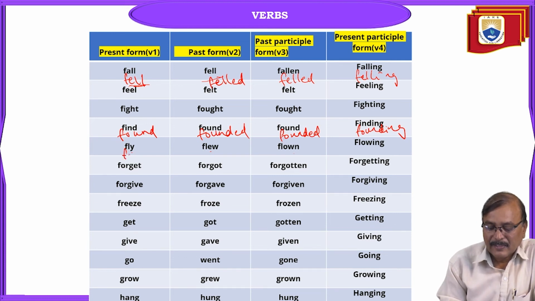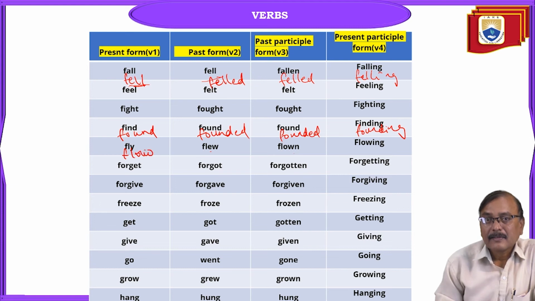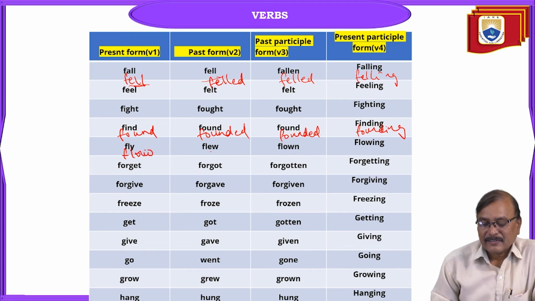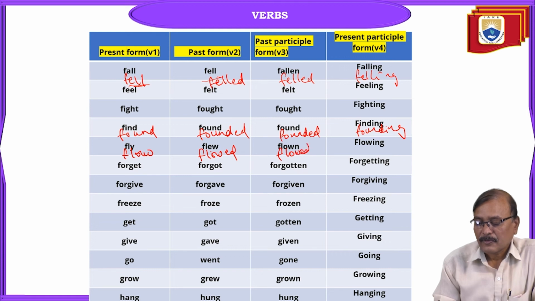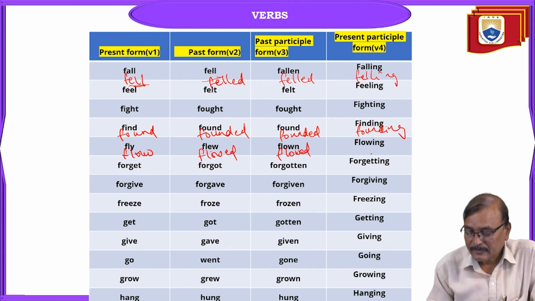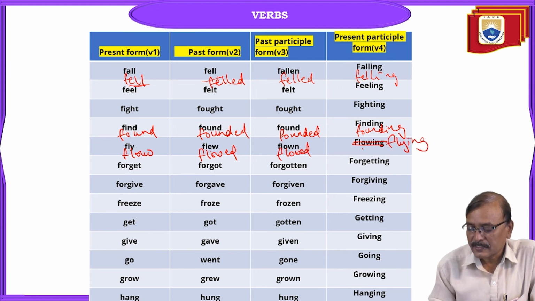And don't get confused in this one. Flow. What is the past tense of flow? Past tense of flow is flowed. Here flowed. Flowing. This is not flowing here. This is flying. Okay, this is flowing.